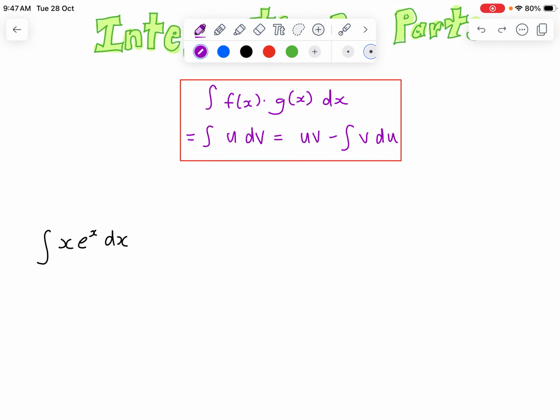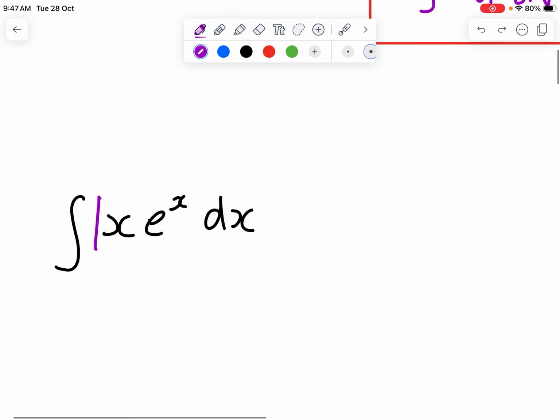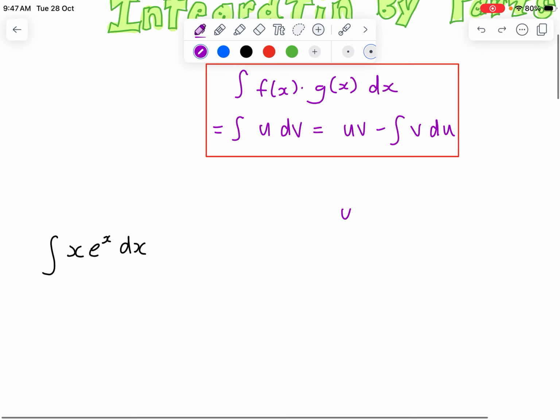So for our first one, we have x times e to the x. We can already see we have two functions. We have x and we have e to the x. So what we want to do is assign u, and we also want to assign dv. You see? U and dv. That's what we're trying to do. Now, we want to know what we want u as. Do we want u as x, or do we want u as e to the x?